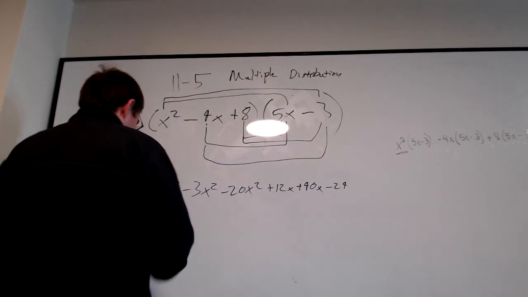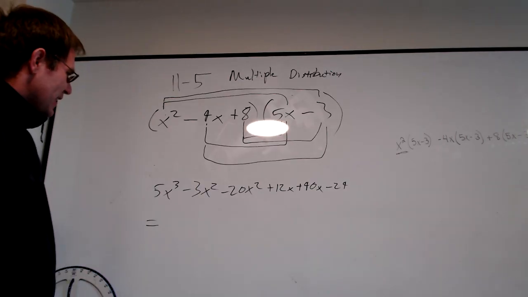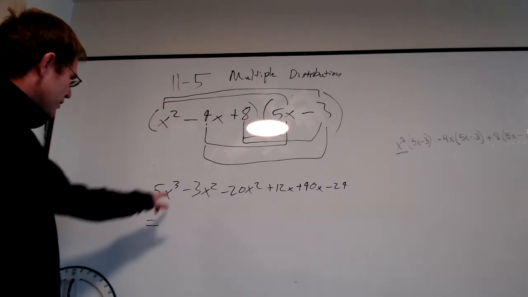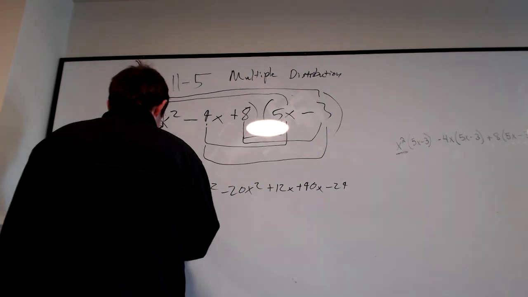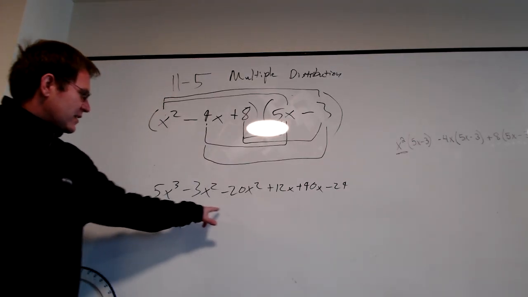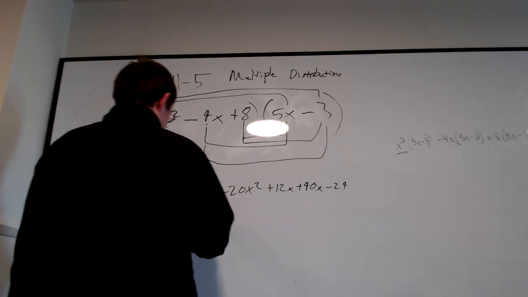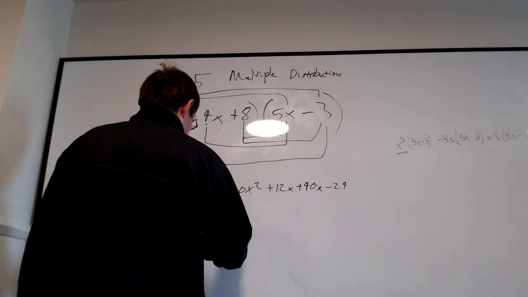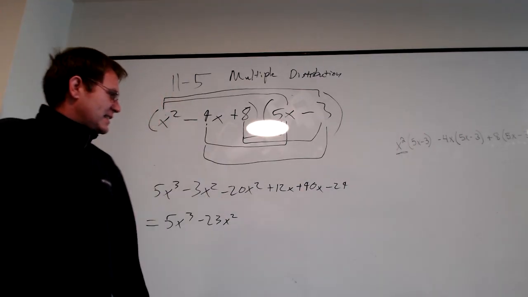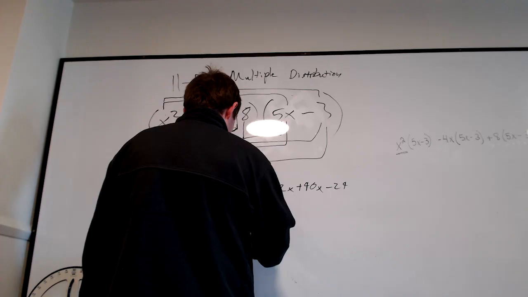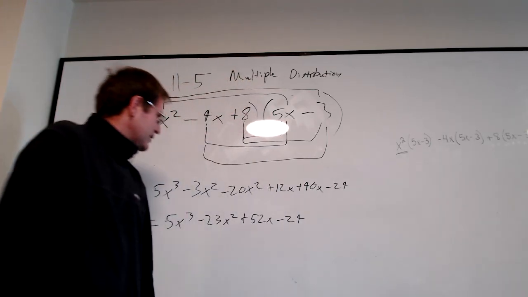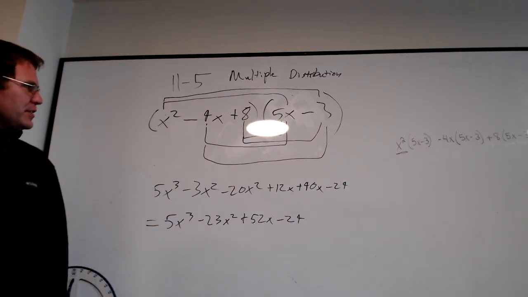Okay, so can we combine like terms? Are there any like terms here? Well, there's only one with x to the third, so that's here. We've got two that are x squared, so that's minus 23x, or 23x squared, excuse me. Then we've got two that are x's, so that's plus 52x minus 24. And that's what you get when you do the multiple distribution of that.